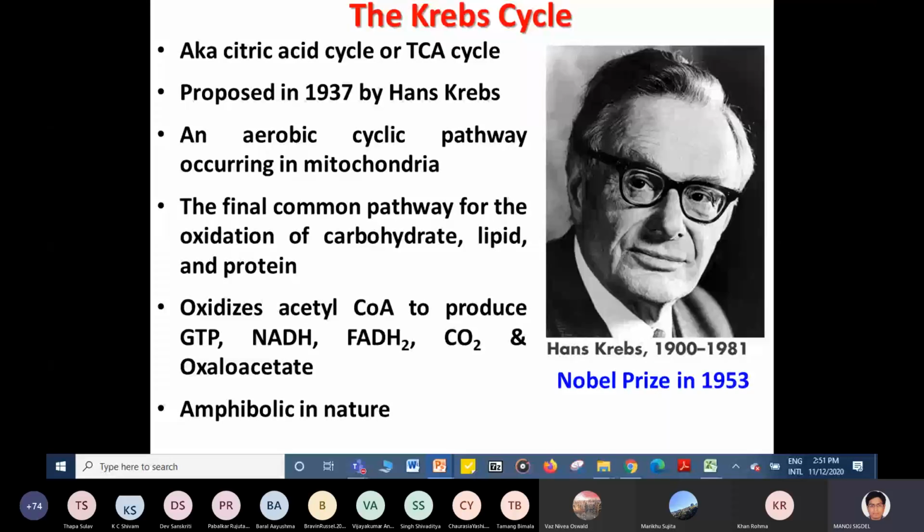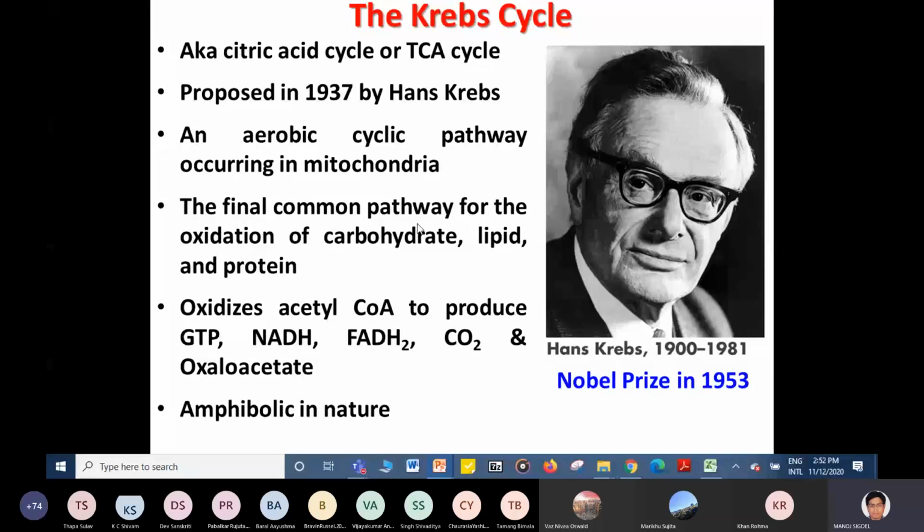Here, the Krebs cycle is also an aerobic cycle, but when we study the cycle, there is no involvement of oxygen. We don't see the involvement of oxygen, but this is an aerobic cycle. Why? It requires NAD and FAD, and that NAD and FAD are regenerated in the electron transport chain. They can be regenerated only in the aerobic condition. That's why this Krebs cycle is an aerobic cycle. An aerobic cyclic pathway occurring in mitochondria. This is the final common pathway for the oxidation of carbohydrate, lipid, and protein.